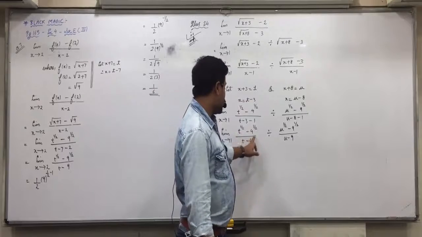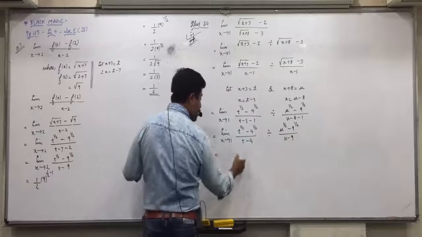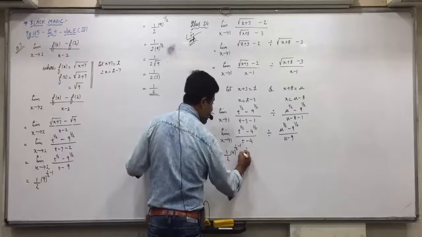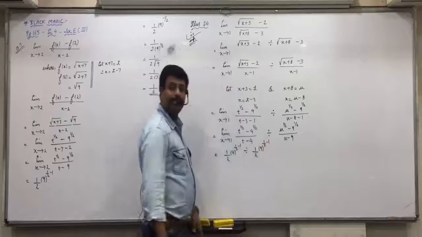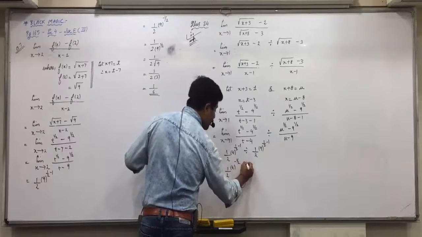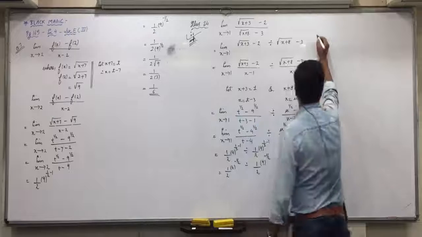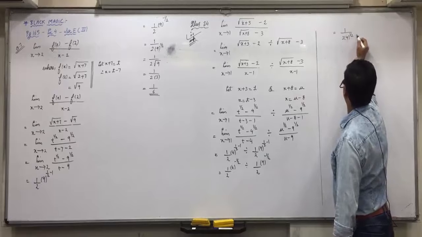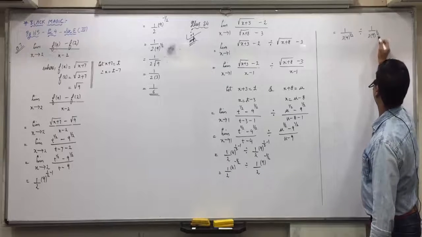So x raised to n minus a raised to n upon x minus a, and again x raised to n minus a raised to n upon x minus a. So what is n? Here n is 1 by 2, so it is n a raised to n minus 1, that is 1 by 2 a raised to 1 by 2 minus 1. 1 by 2 minus 1 is minus 1 by 2. Here also minus 1 by 2. Minus 1 by 2 means you will bring it in the denominator. So 1 upon 4 raised to 1 by 2, and 1 upon 9 raised to 1 by 2.